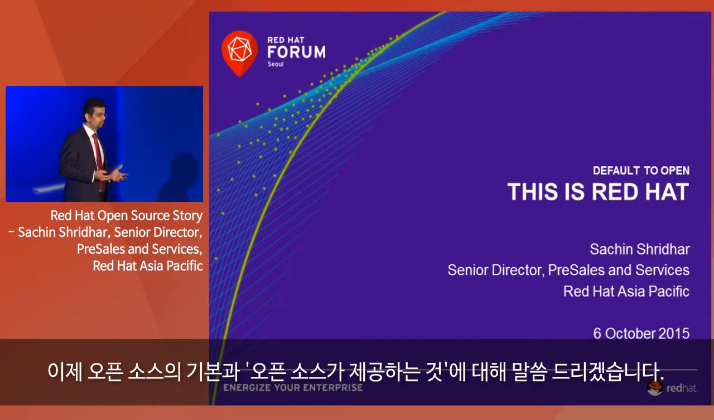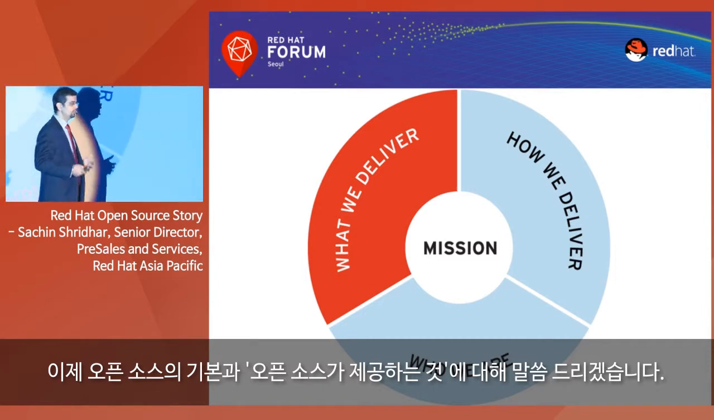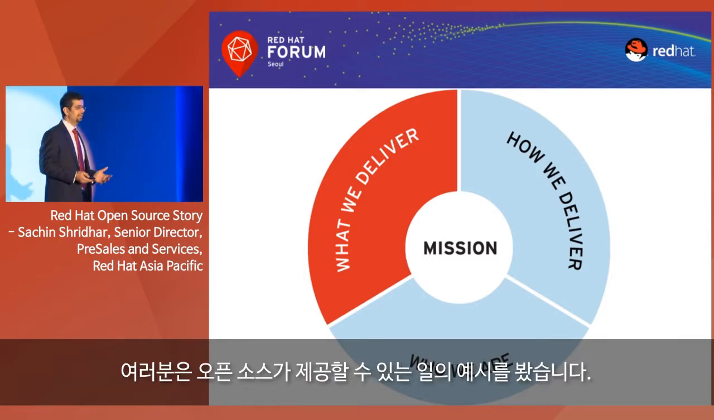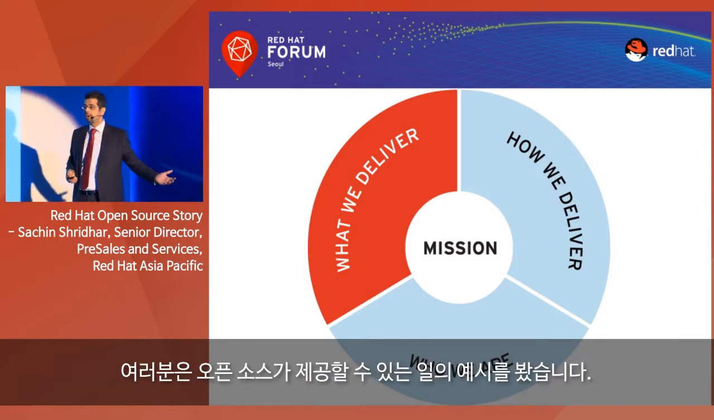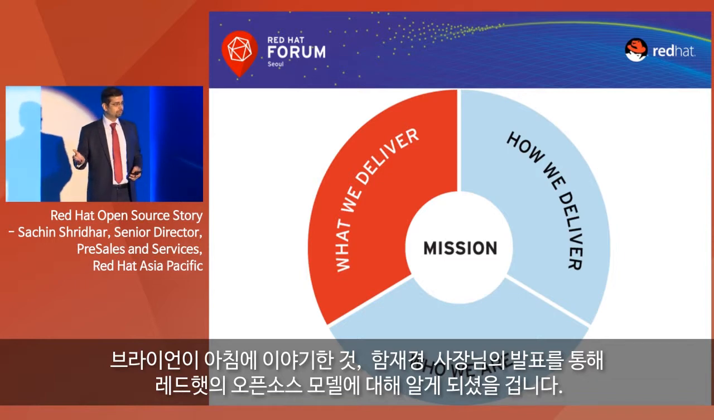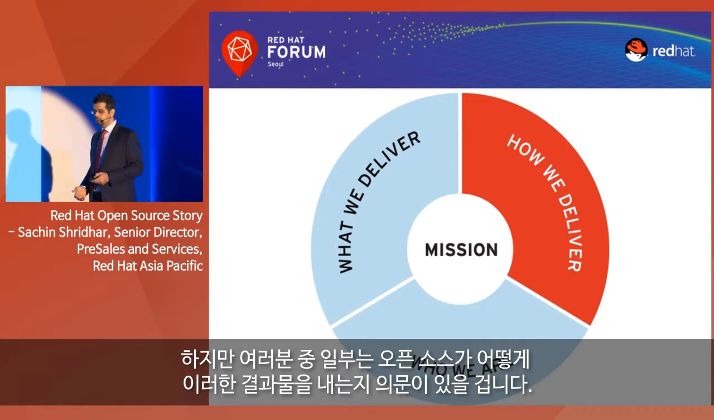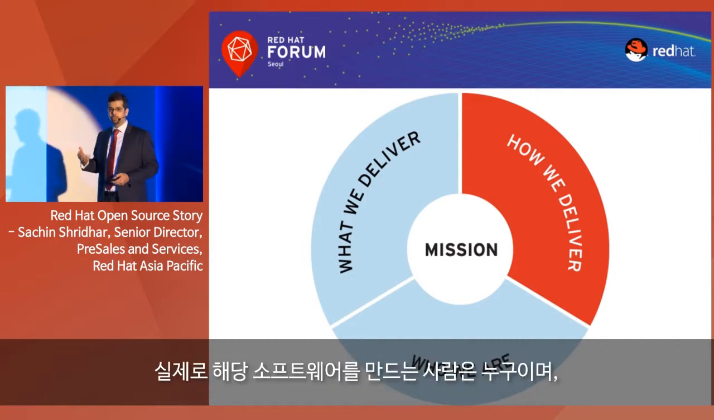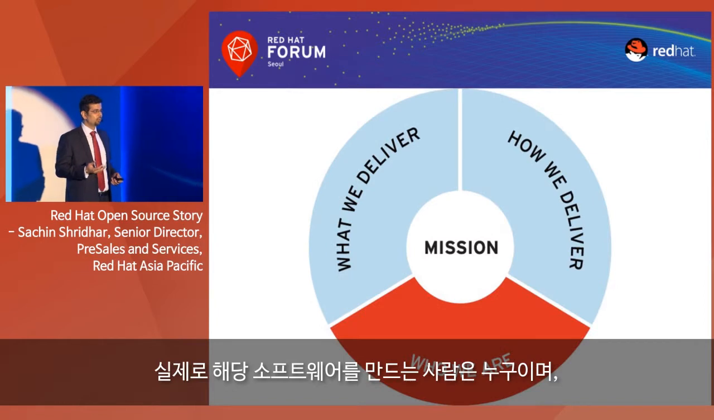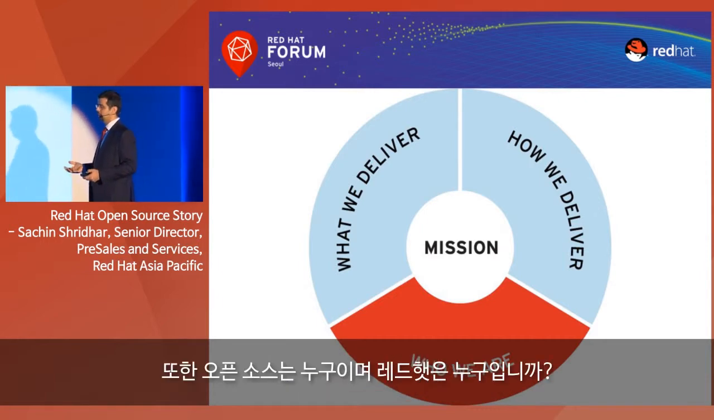So what I'm going to talk about is the fundamentals of open source. I'm going to talk about what does open source deliver. You saw the examples of what open source can deliver in what Brian presented this morning. Jay spoke about the Red Hat Open Innovation Model. So you're seeing the result, you're seeing the output, you're seeing what open source can give you. But some of you may be curious about how this gets created. Who is actually creating this software? What does the community mean? And then, who is this community? Who is open source? Who is Red Hat?